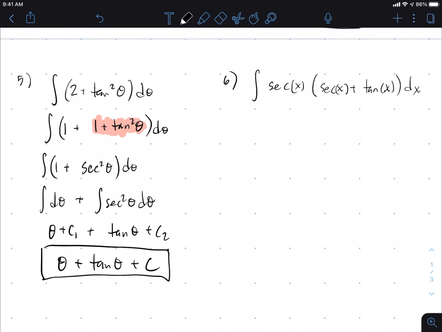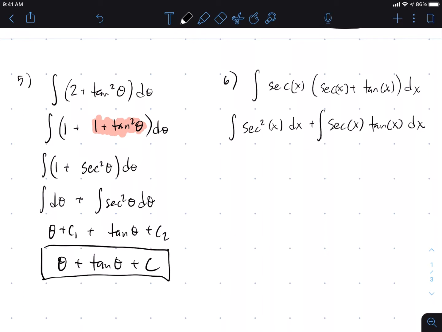Now remember, if we have a product, do we know how to deal with products? No. For integrals, we don't have anything, so that means we need to distribute, right? So I'm going to get the integral of secant squared of x dx plus secant x tangent x dx. Right? And I broke it up.